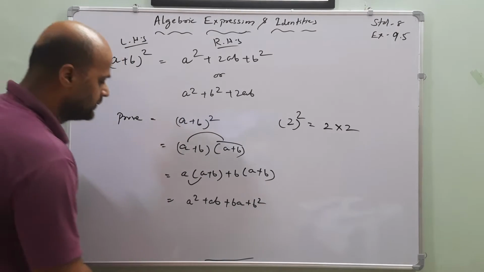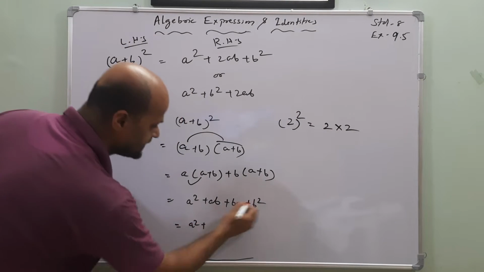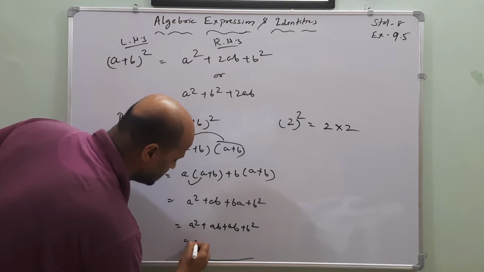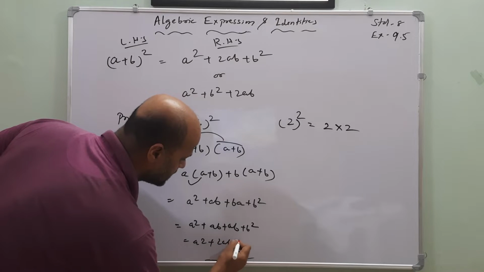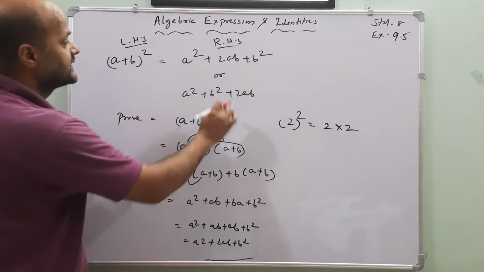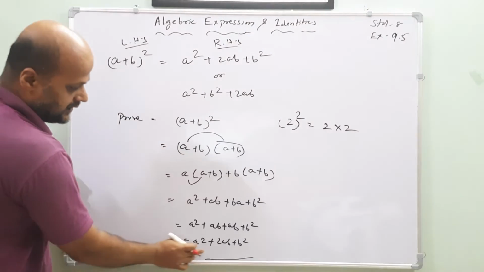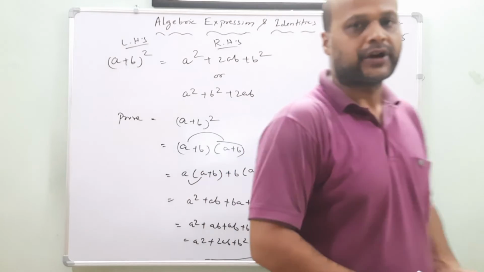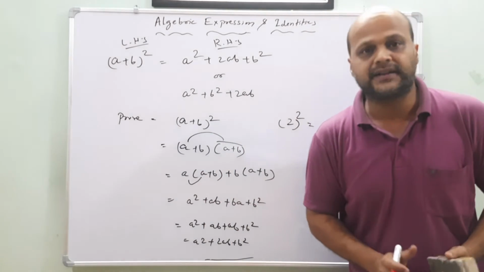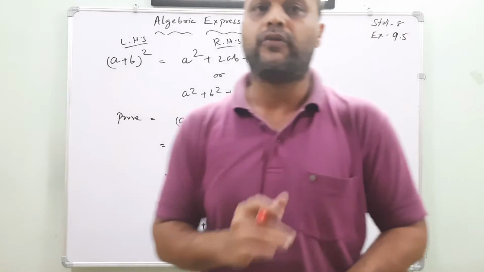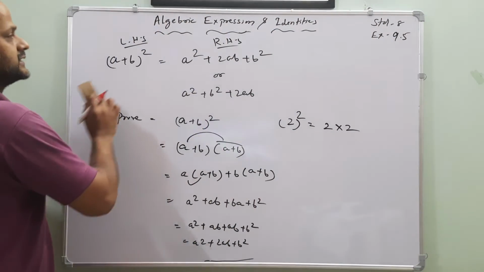You know it very well. Next, a square, now arrange it: ab plus ba, plus b square. It is a square plus 2ab plus b square. This is the answer. Now the left hand side expression is equal to the right hand side expression. That is, (a plus b) whole square is equal to a square plus 2ab plus b square. This is a very important identity. You have to learn this by heart, my dear friends, because it will be helpful for your whole lifetime. Okay, this is the first one.